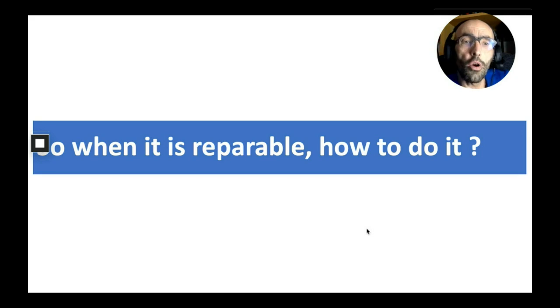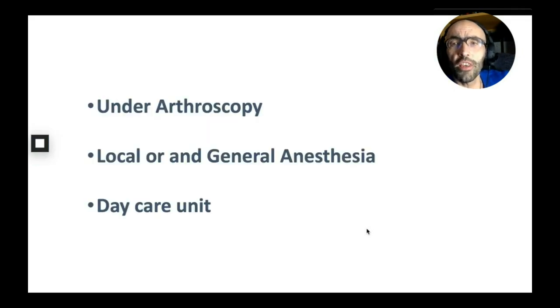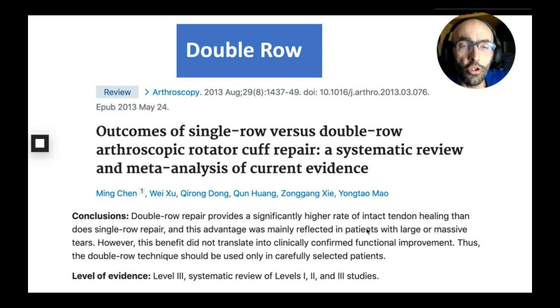So now, when it is repairable, when it is an isolated tear or a massive tear, how do I do it? So personally, I think that in 2020 now, it's always under arthroscopy. You can do it with local anesthesia or general anesthesia. Personally, I always do it under local anesthesia only. And I think that daycare surgery is possible. Personally, I always do it in daycare surgery. So how to do it?